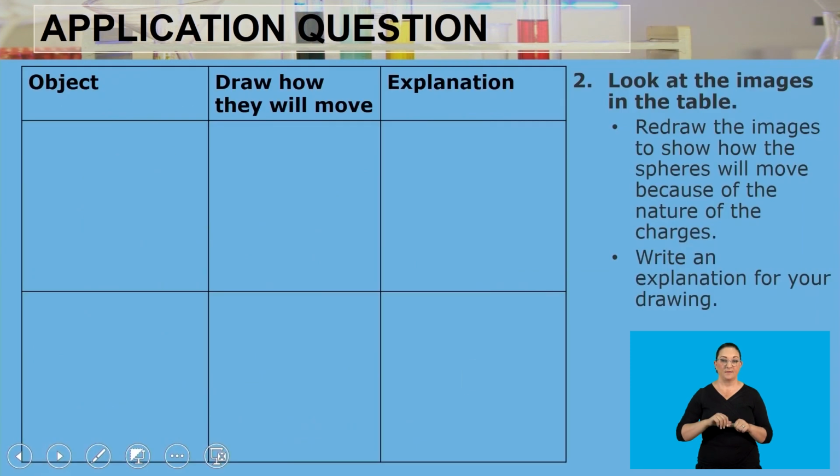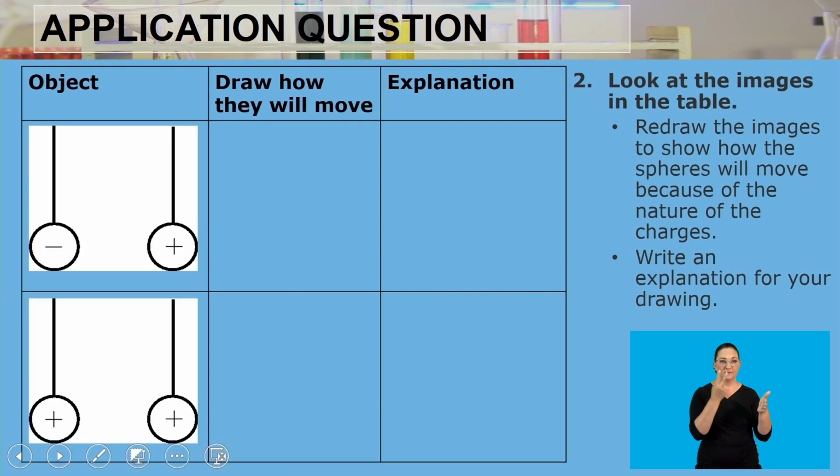For the following question, we need to look at the images in the table. Which images are they referring to? These two images. We need to look at these images and redraw them to show how the spheres will move because of the nature of the charges, and we also need to write down an explanation for our drawing. As we start with our first image, we have two spheres that are oppositely charged. One is negative and the other one is positive. Now, how will those two spheres move because of the nature of the charges?